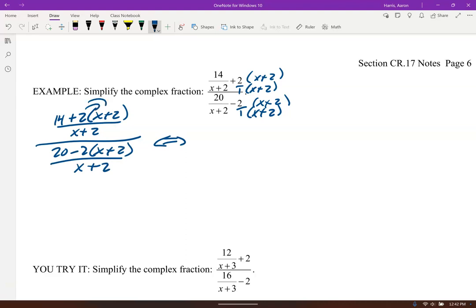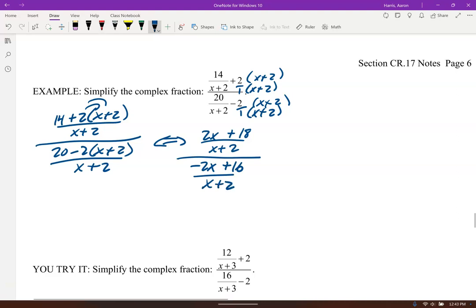I'm going to go ahead and distribute that. So that'll be 14 plus 2x plus 4. So that'll be 2x plus 14 plus 4 is 18, over x plus 2. Denominator, I'll have 20 minus 2x minus 4. So that's a negative 2x. 20 minus 4 is a 16, all over x plus 2.